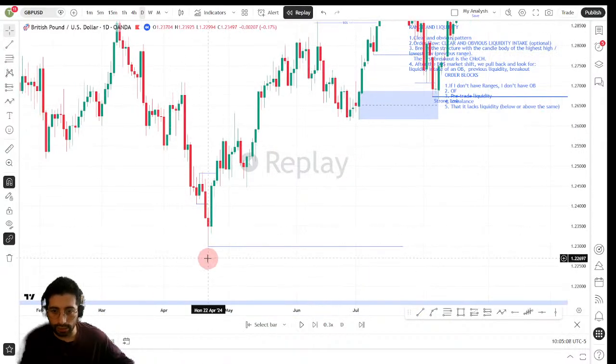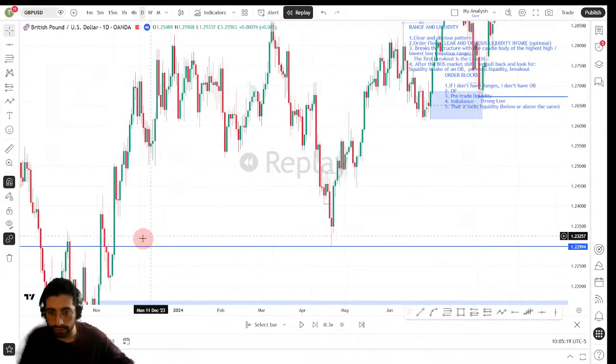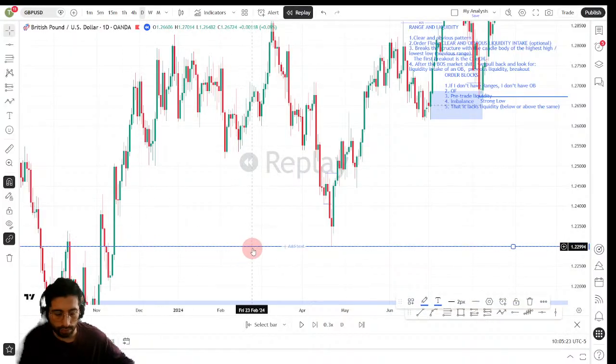Even if we like this or not, it's just simply a reaction. And now let's try to see if it reacts in another block. If it reacts in another block, it's a perfect example of a range beginning. Well, it didn't. You see, it didn't. Still, it's a strong low, right?